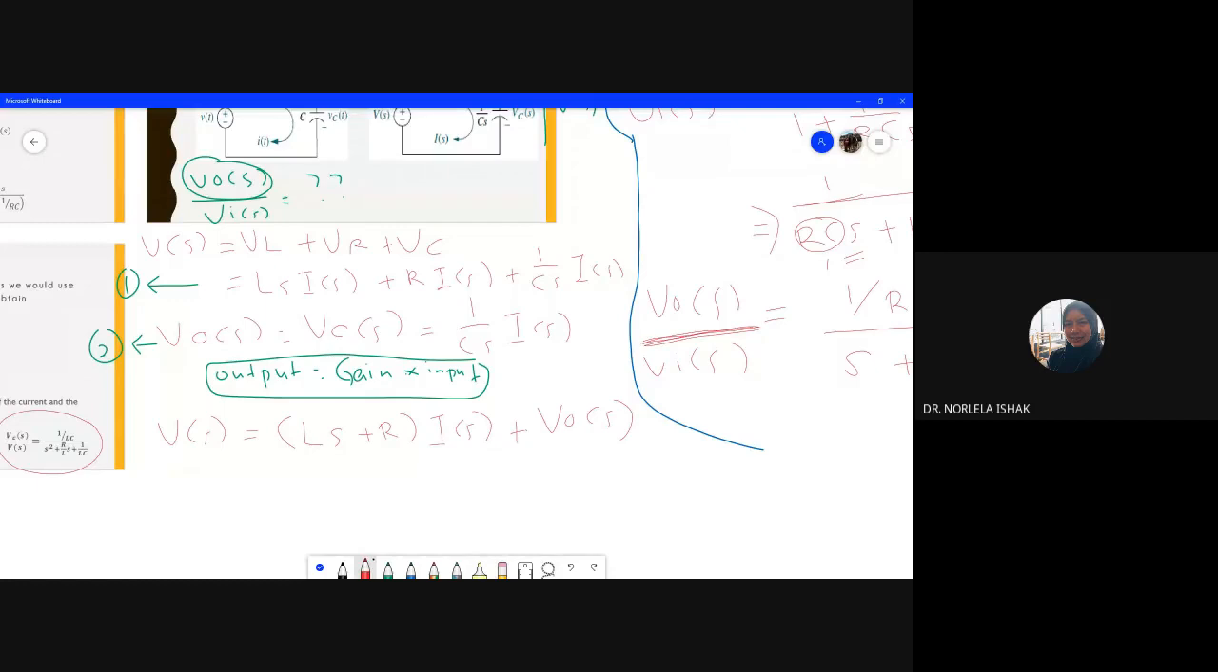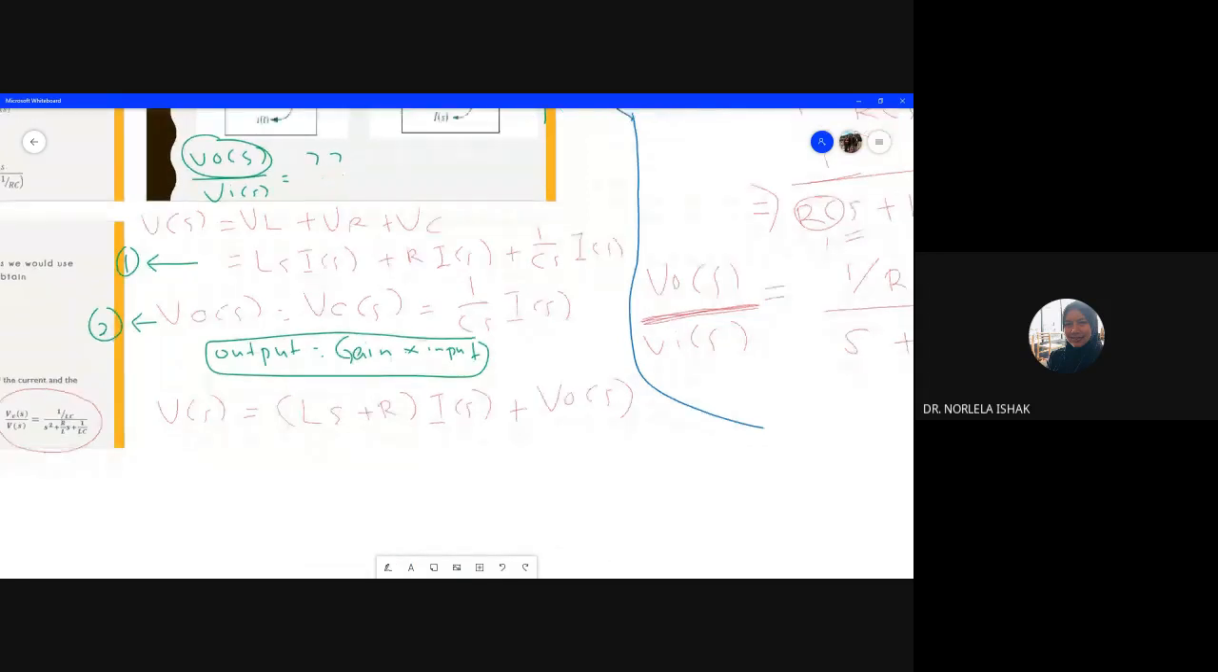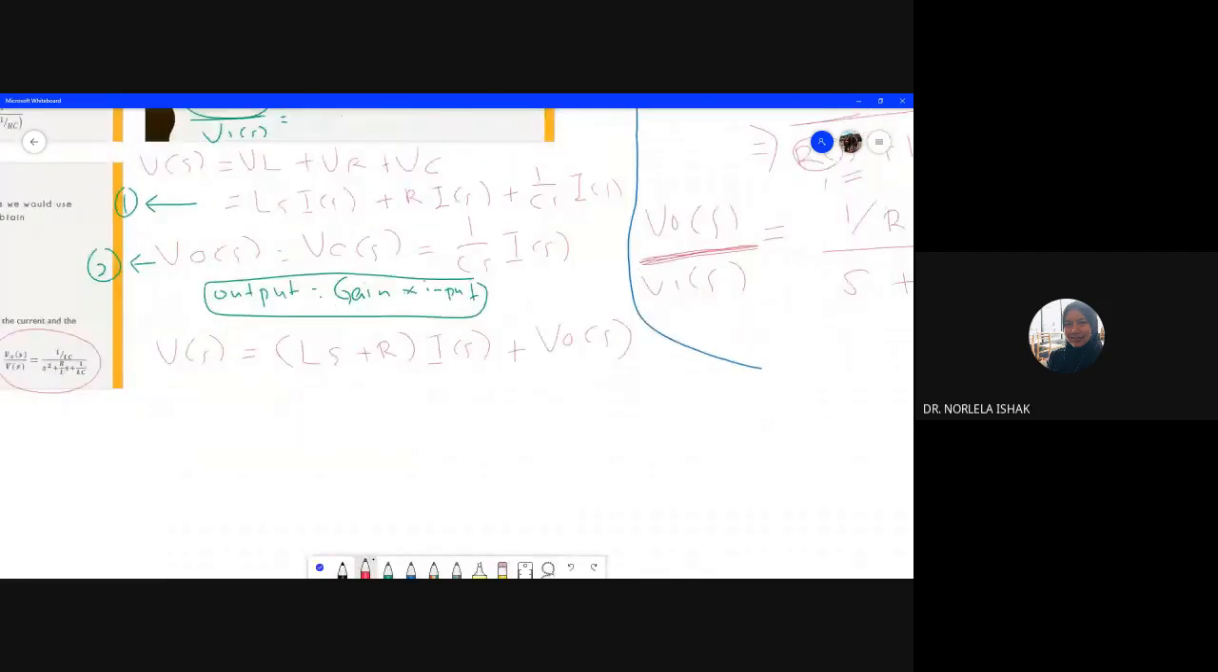Okay, so from here we have two voltages, meaning we rearrange the equation. We make the voltage on one side, so we get VS minus V naught equal to (LS plus R) times IS.